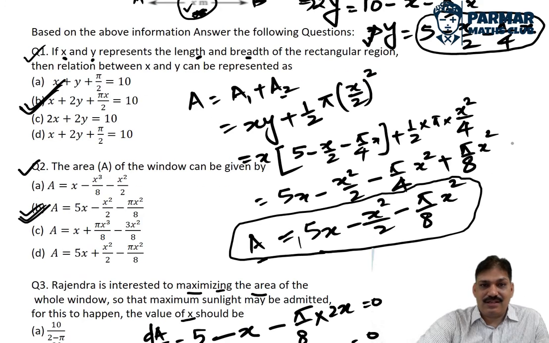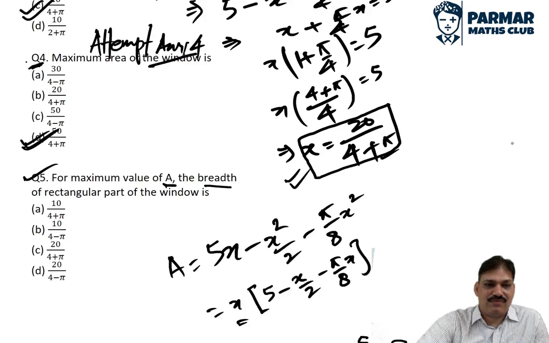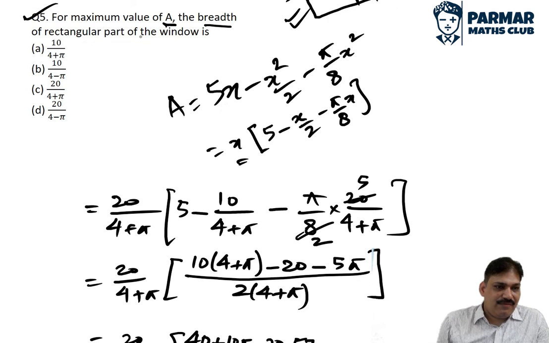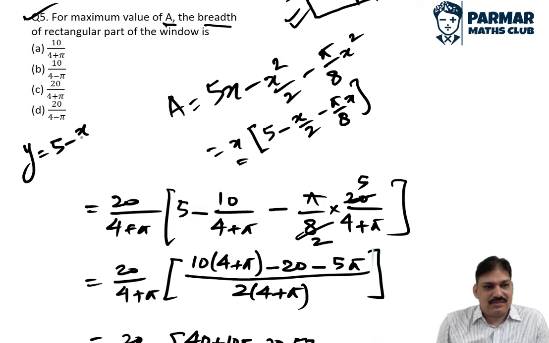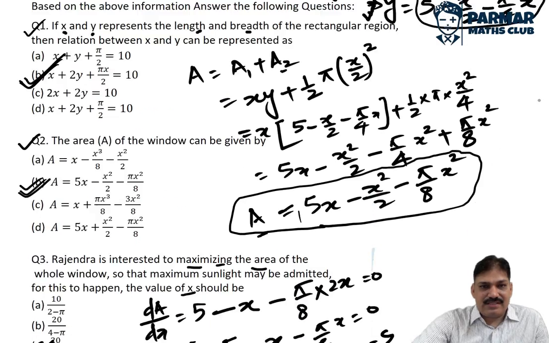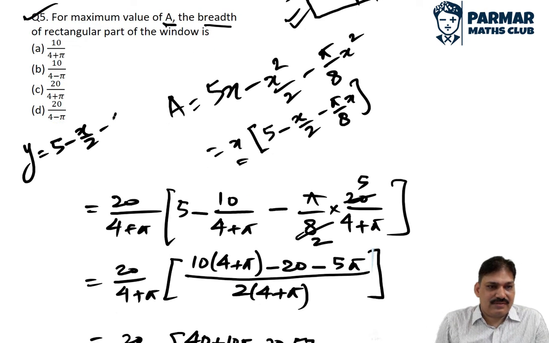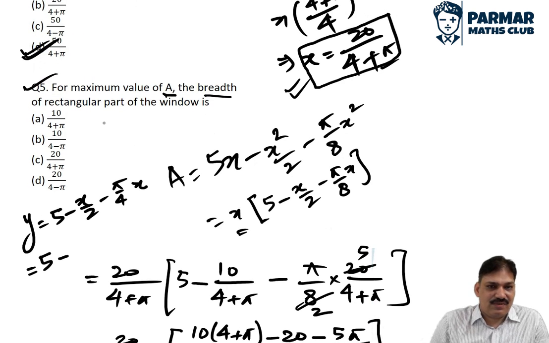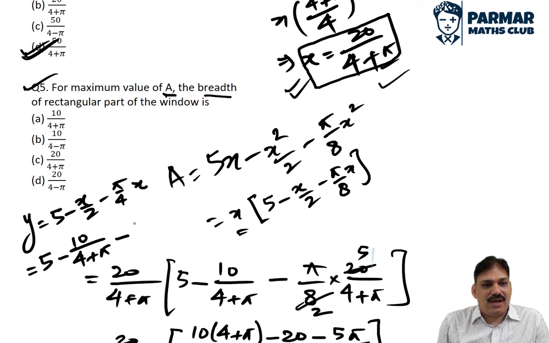So you can find the breadth, that is 5 minus x by 2 minus pi by 4x. The breadth y is equal to 5 minus x by 2 minus pi by 4x. You can put the value of x here and find the value of y. 5 minus half of this x. This x is 20 upon 4 plus pi. So half is 10 upon 4 plus pi. 10 upon 4 plus pi minus pi by 4 into x.